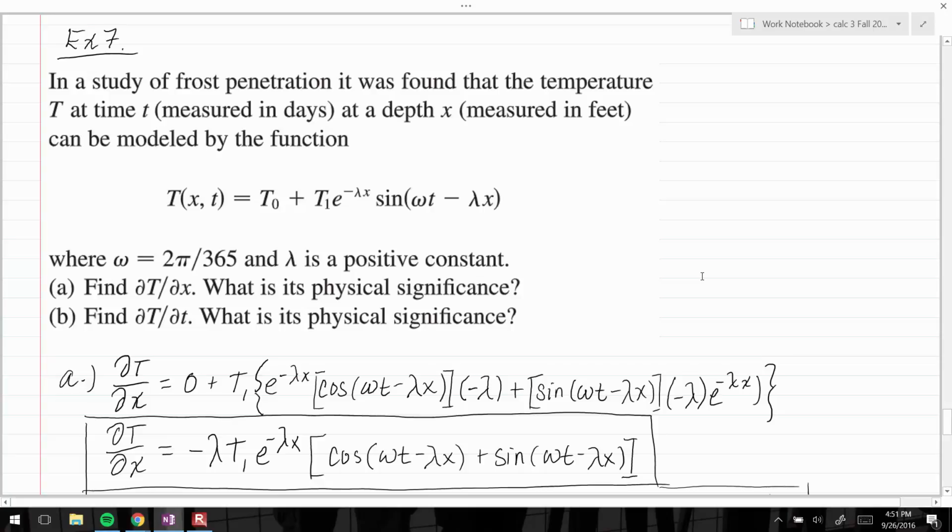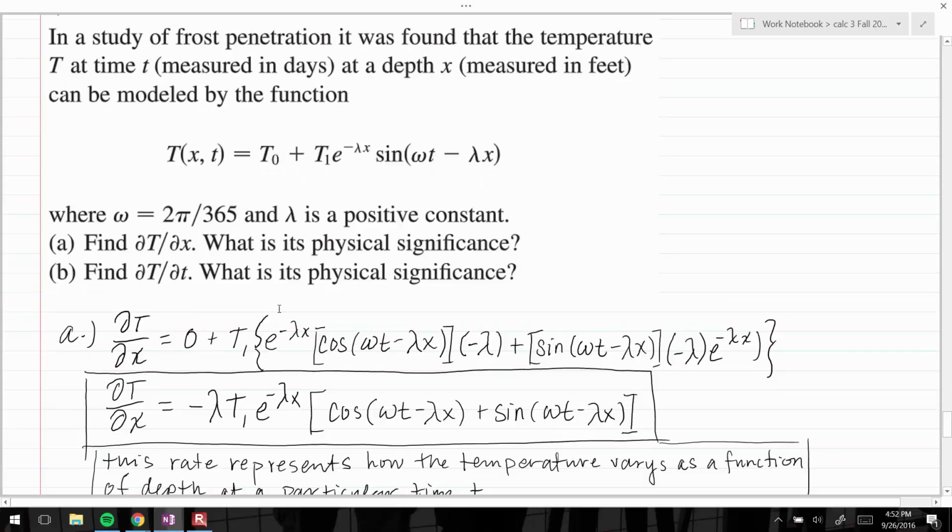In a study of frost penetration, it was found that the temperature T at time t measured in days, at depth x measured in feet, can be modeled by the equation T(x,t) equals T naught plus T sub 1 e to the negative lambda x times sine of omega t minus lambda x, where omega is a constant and lambda is also a constant. So finding our partial of big T with respect to x, you can go ahead and do this.